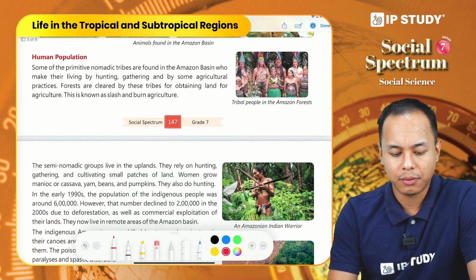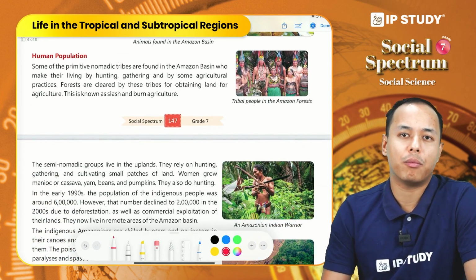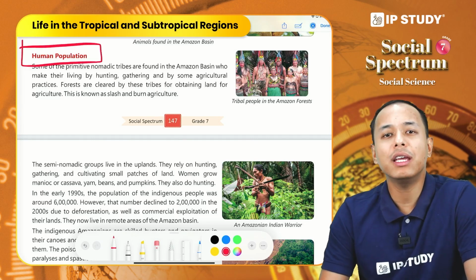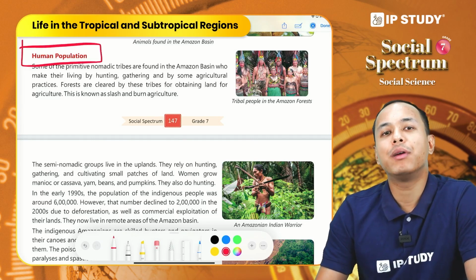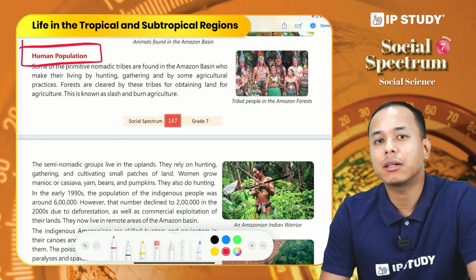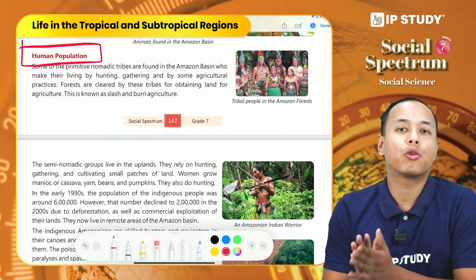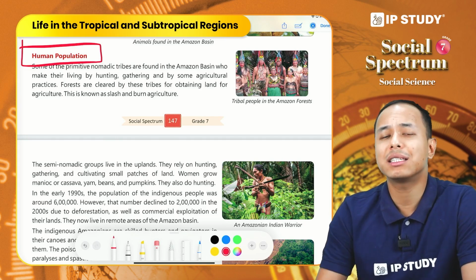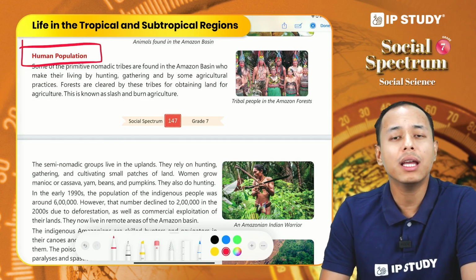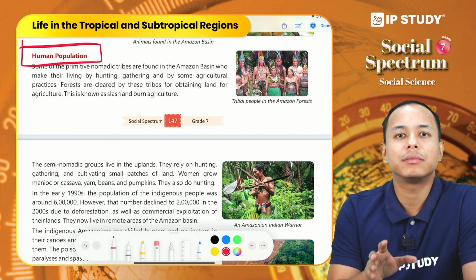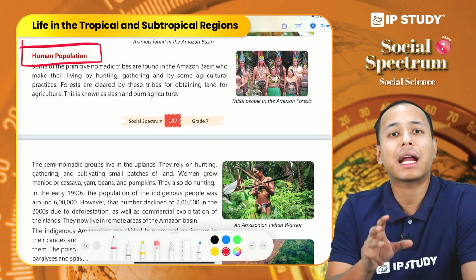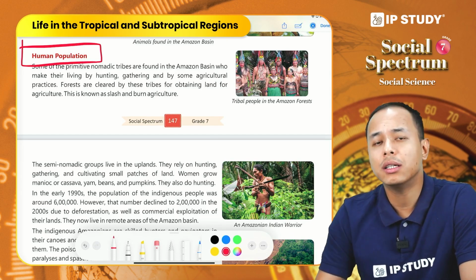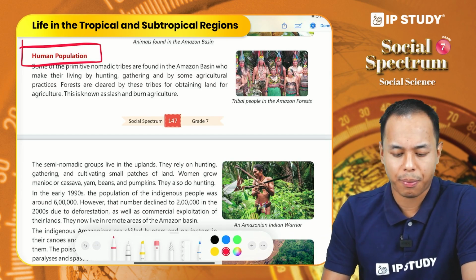Now let us see the human population. So in the dense forest of the Amazon basin, we find many nomadic tribes, and their main occupation is they hunt, they gather, they collect, and they practice shifting agriculture. So that means they clear forest, they reside there for some time, practice agriculture, and then after 2-3 years they move to another part of the forest.